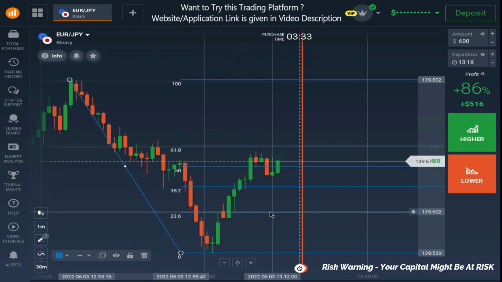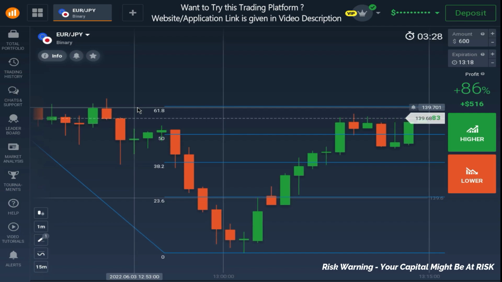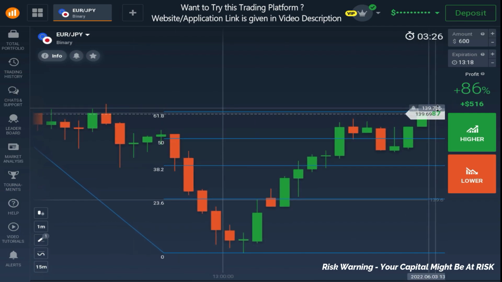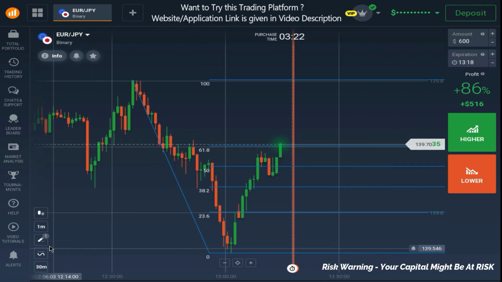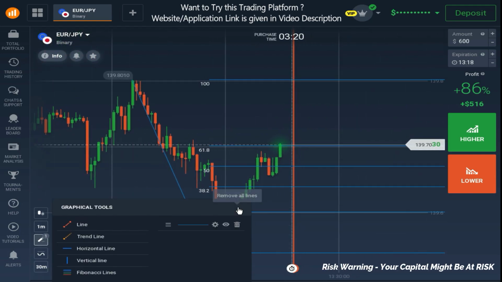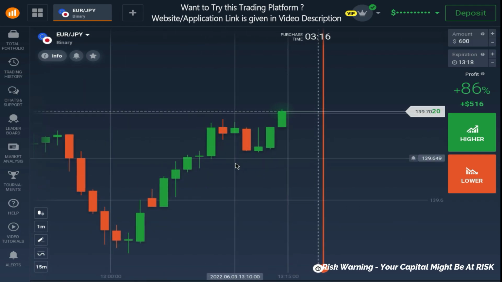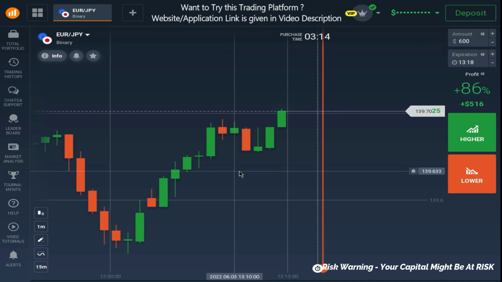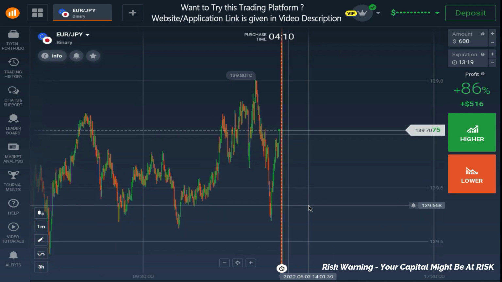One more thing here, if you look carefully, you will see that there is a whole number, which is 139.700. So the market is on the resistance level as well as we have the whole number itself. So this is a strong zone. We have to wait for the market to act accordingly.